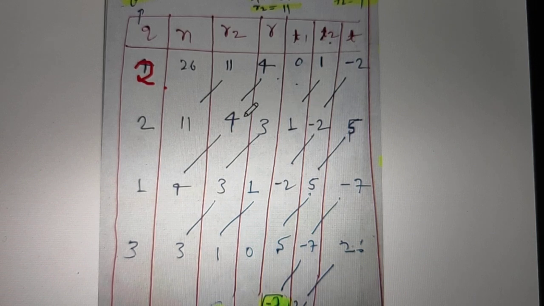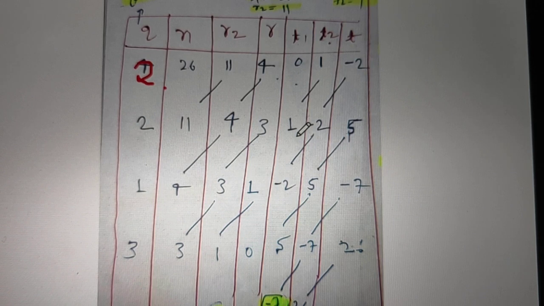In the next step we simply put the R2 value in R1 and the R value in R2, the T2 value in T1, and the T value in T2. Again we divide 11 by 4, it goes 2 times and we are left with remainder 3. Now again we use our concept for the calculation of T, and we get 5.